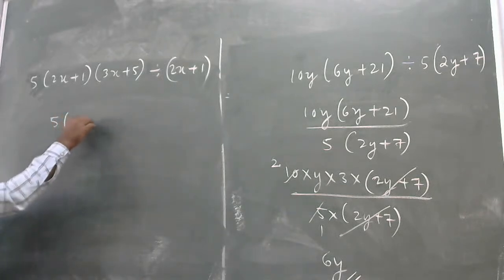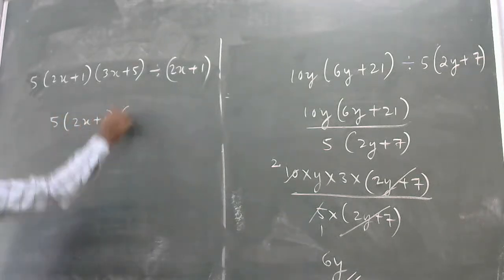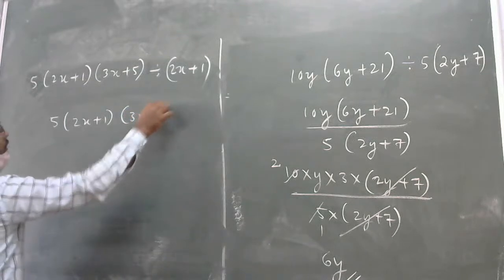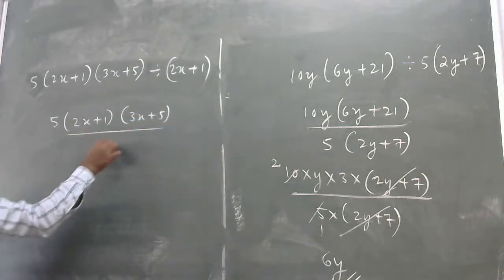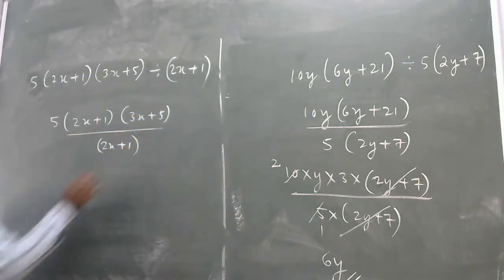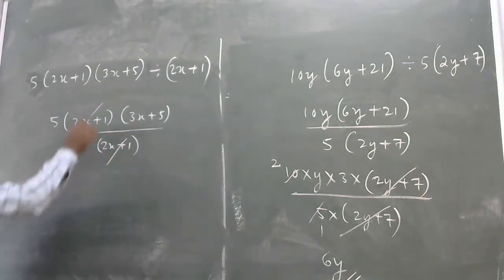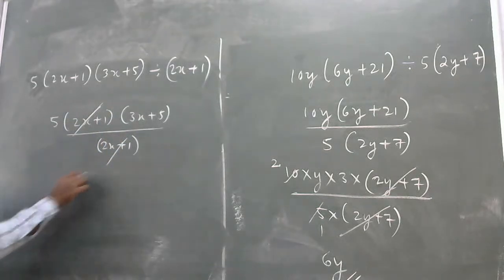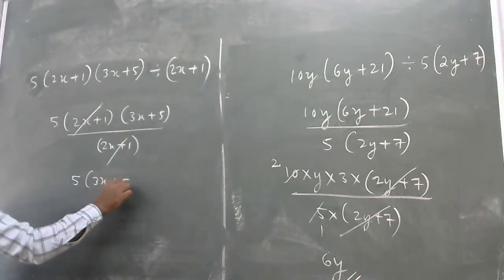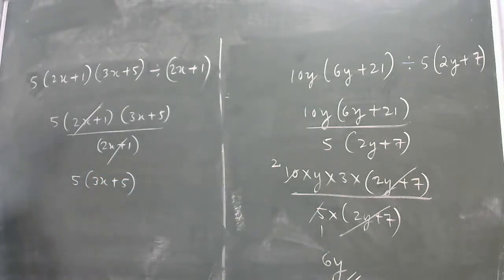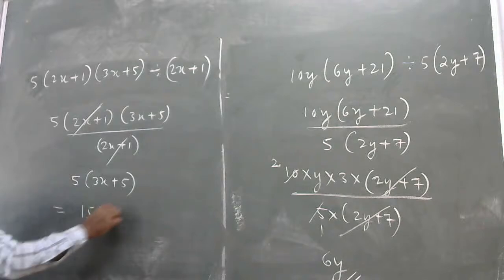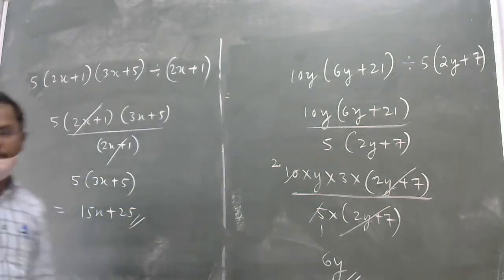5 into 2x plus 1 into 3x plus 5 whole divided by 2x plus 1. 2x plus 1 and 2x plus 1 will get cancelled. So you are having 5 into 3x plus 5. And this you have to open the bracket and simplify. So what you will get? 5 into 3x, you will get 15x plus 25.